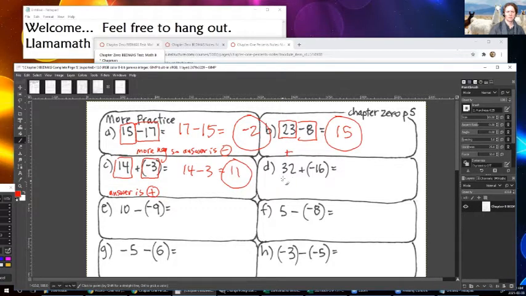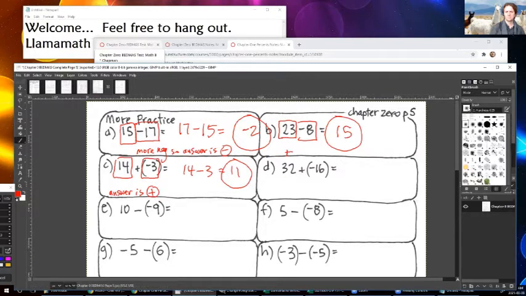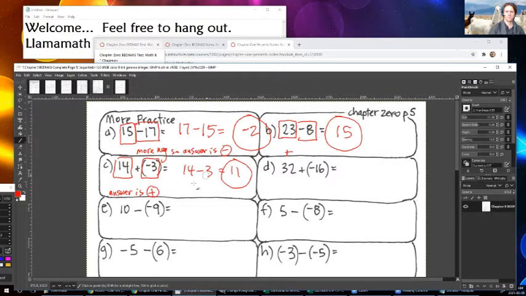Maybe that'll work. This is like saying 32 minus 16. Oh, I don't like that writing as much. Okay. This is like 32 minus 16. More positives than there are negatives, so the answer is going to be positive. 32 minus 16, I know in my head that it's 16 and it's a positive. So that's going to be my answer right there.